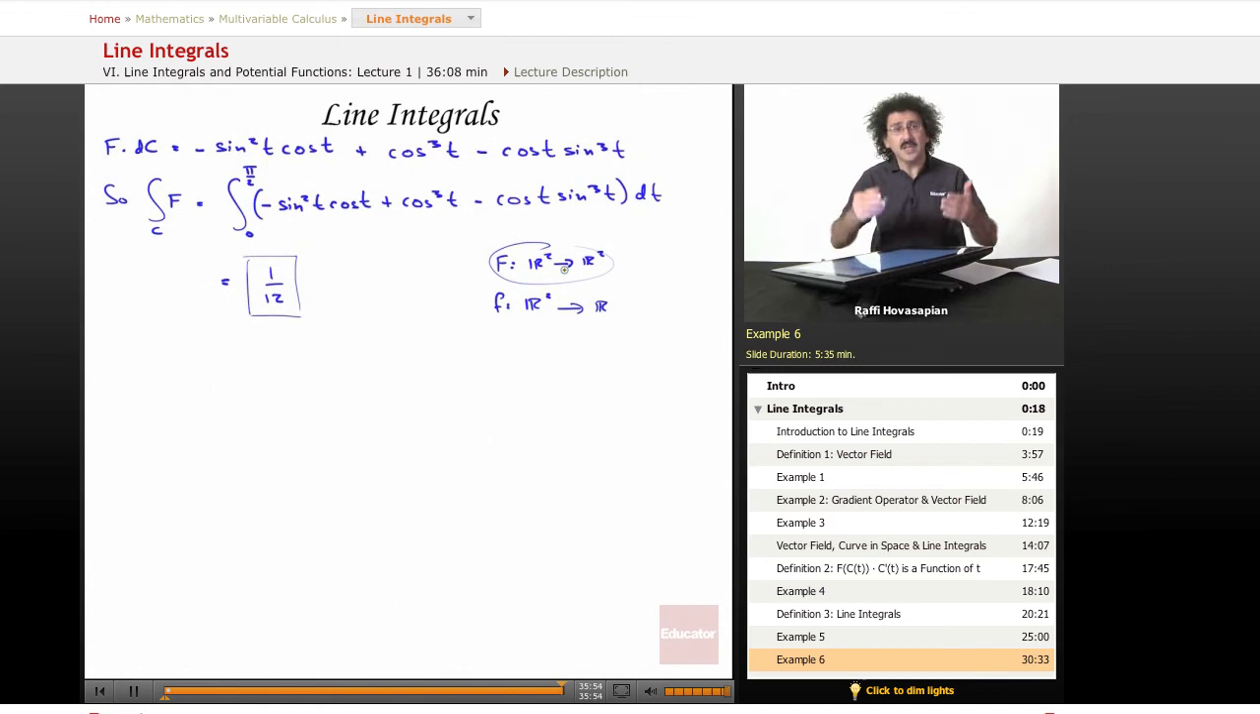Form f of c of t, form c prime of t, take the dot product, you end up with a function of a single variable, t, and then you just integrate it, just like single variable calculus.